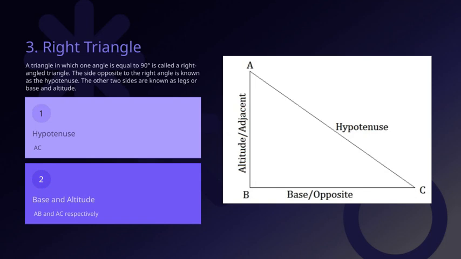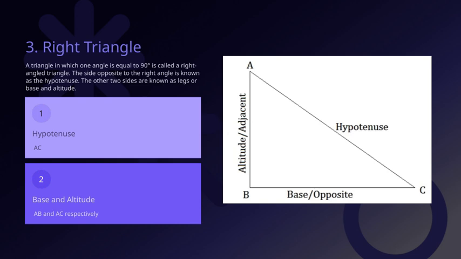As you can see here, OB and AC are labeled as the base and the altitude, respectively. The hypotenuse is the side opposite the right angle, which in this case is the side AC. Now, what makes a triangle a right-angled triangle is the presence of that 90-degree angle. The side opposite this angle, the hypotenuse, is always the longest side.